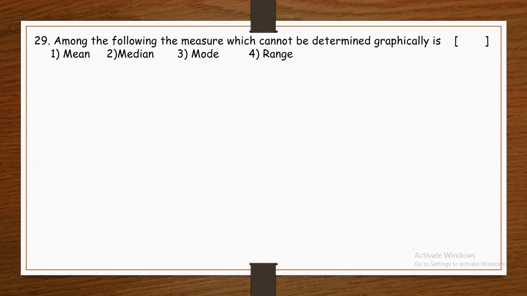Among the following, the measure which cannot be determined graphically is... Among all these, mean we can find out using the graph. Median also we can find out using the ogive curve. Mode we can find out by using histograms. Whereas range we cannot obtain by graph. So mean we can obtain, median by ogive curve, and mode by histograms. Range is the thing which we cannot obtain graphically.